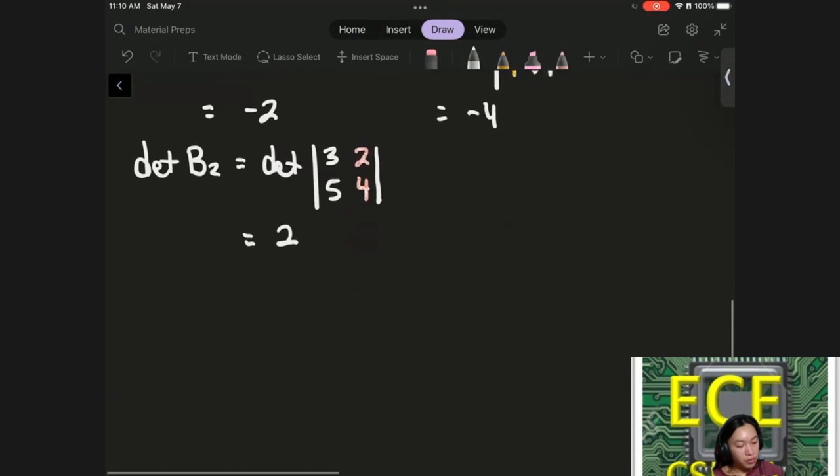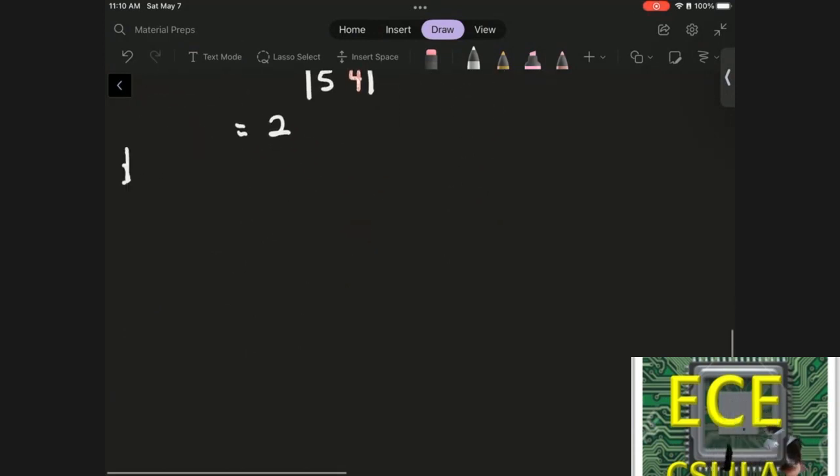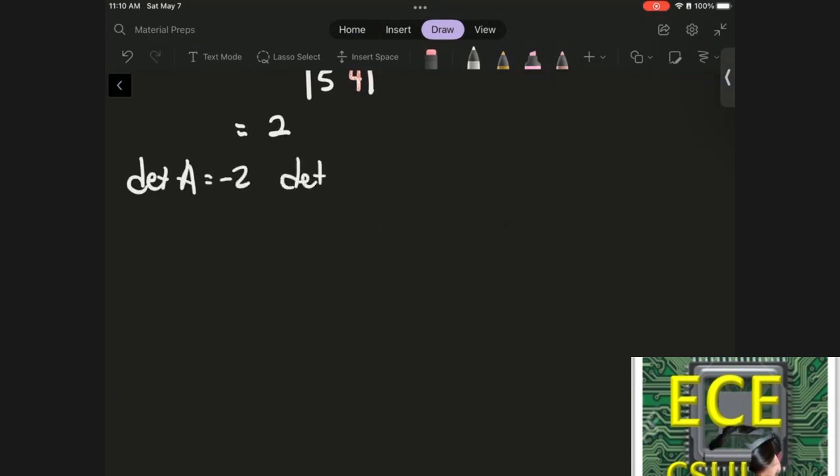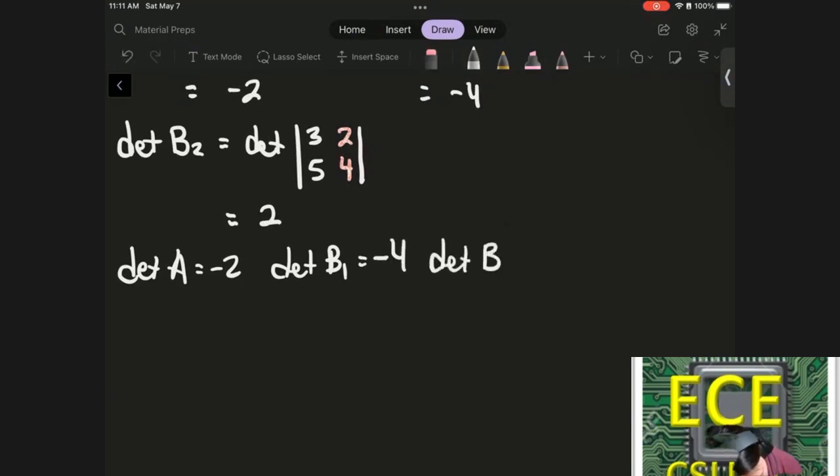Okay, I'm going to rewrite what we found just so I can stop scrolling back and forth. The determinant of A was -2. The determinant of B1 was -4. And the determinant of B2 was 2.